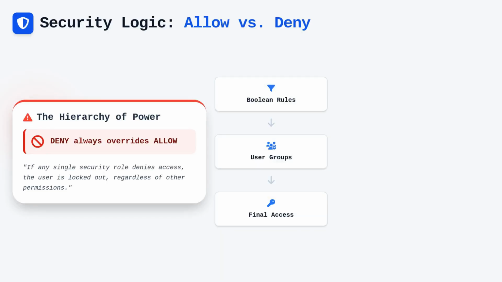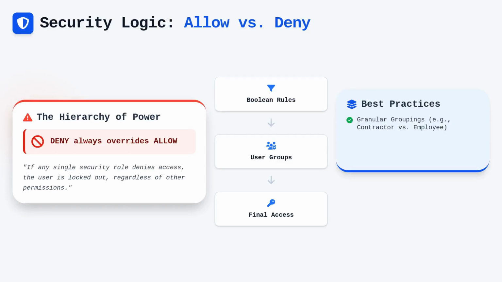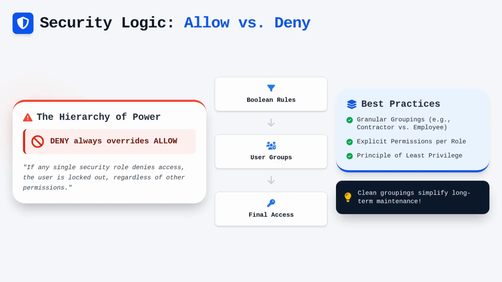Within the record type, we configure security rules that evaluate Boolean expressions against user groups or user properties. These rules decide whether a user can interact with the record, update its values, or view the data entirely. If you have a system where temporary contractors only require read-only access while permanent employees require editing capabilities, you should define separate security groups and assign them explicit permissions. By keeping these groupings clean and granular, you simplify long-term maintenance and adhere to the principle of least privilege.